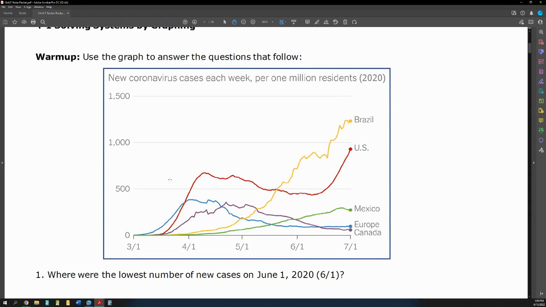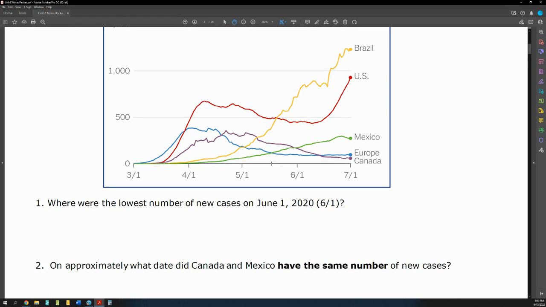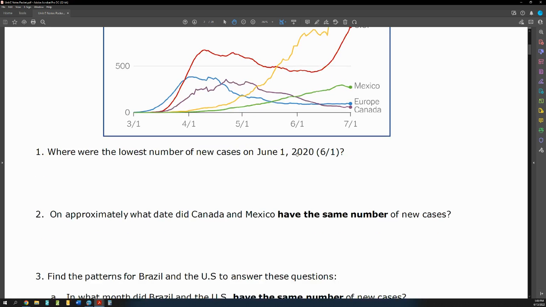So I want to start first by taking a look at this graph here. This graph shows the new coronavirus cases each week per 1 million residents, and this graph is from 2020. Question 1. Where were the lowest number of new cases on June 1st in 2020? So looking at the x-axis, I can find June 1st here, and the lowest number is this blue line, which corresponds to Europe. So the answer to number 1 is in Europe.